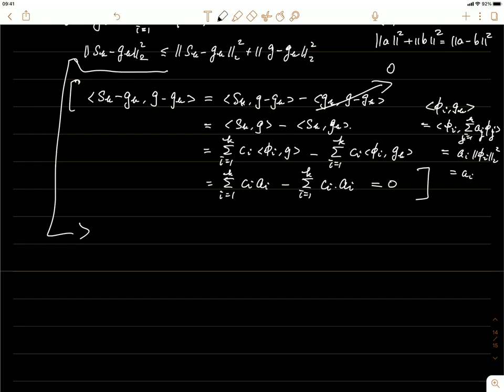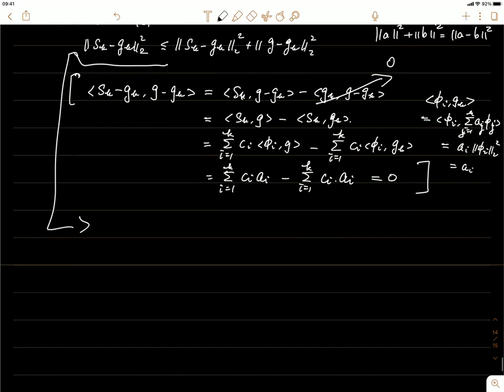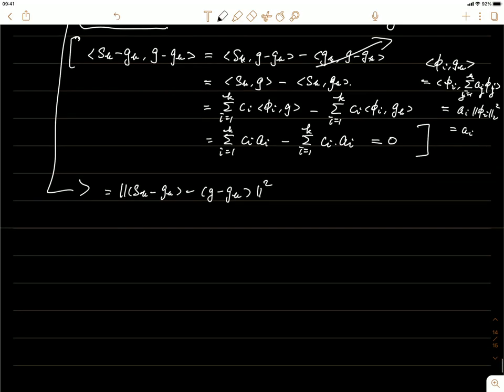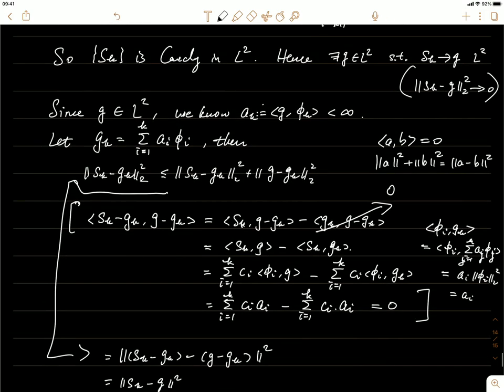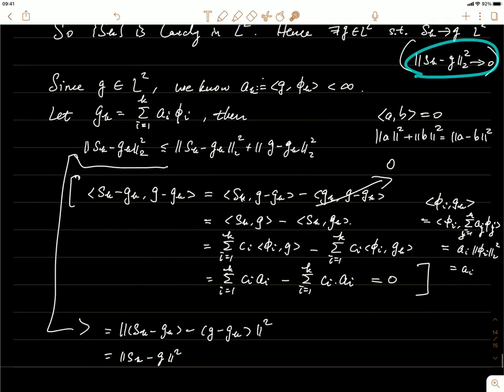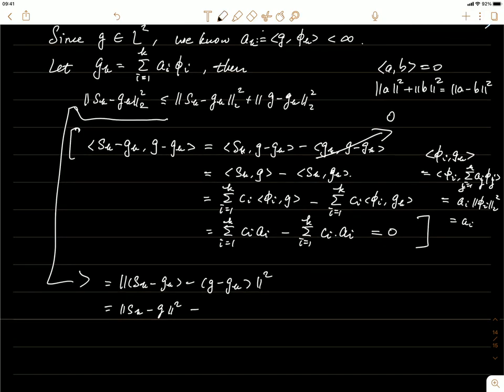This right hand side here should be equal to the norm of s_k minus g_k plus g minus g_k, or minus g minus g_k, squared. And this is equal to the norm of s_k minus g squared. Okay? Now, remember that s_k converges to g. So this norm is going to 0. So this goes to 0 as k goes to infinity.